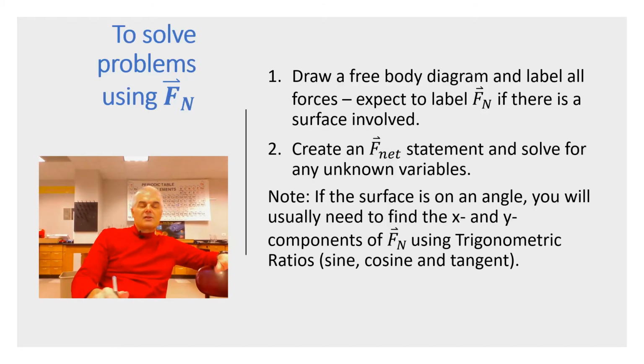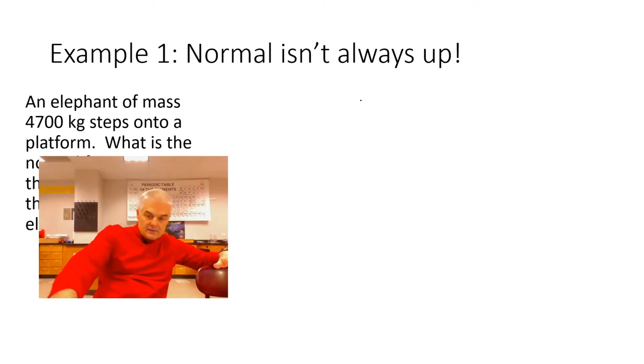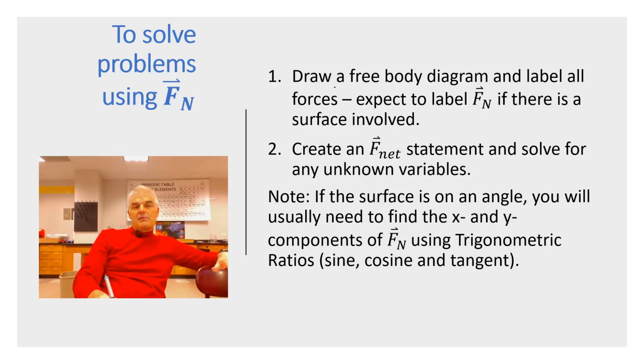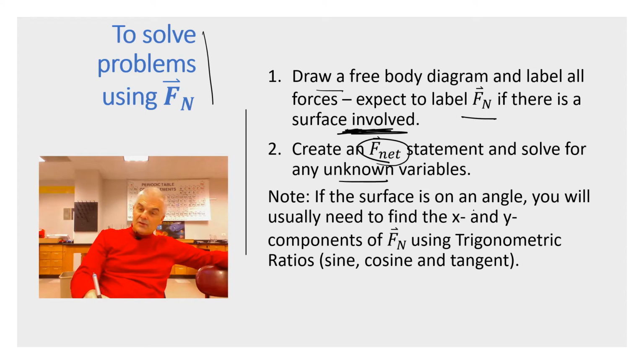But we want to just dive into how to solve these problems. So as we're solving these problems, it's all about free body diagrams. So here's like the tips and tricks. First of all, draw the free body diagram. Label all the forces. Expect to label Fn if there is a surface involved, right? Create an F-net statement and solve for the unknown variables. Note, if the surface is at an angle, you will need to find the x and the y components of Fn using trigonometric stuff, sine, cosine, and tangent, as we see.